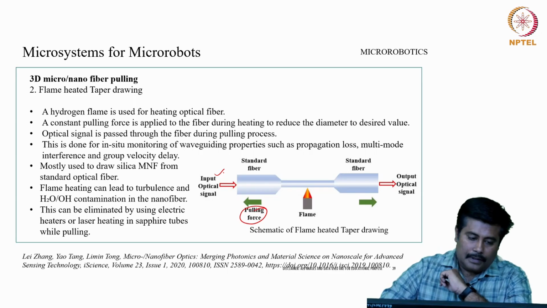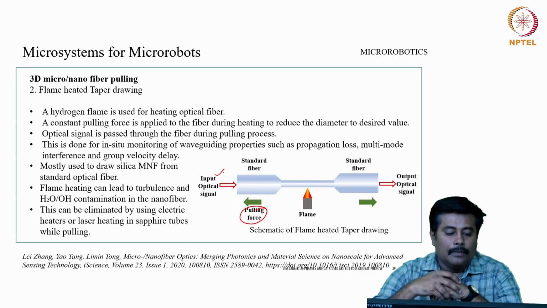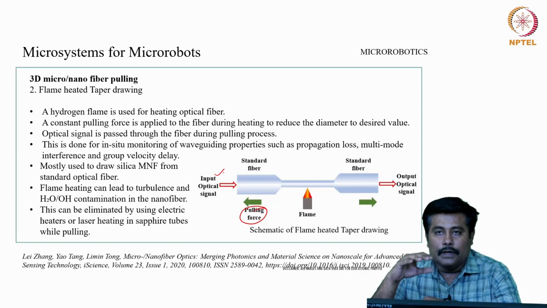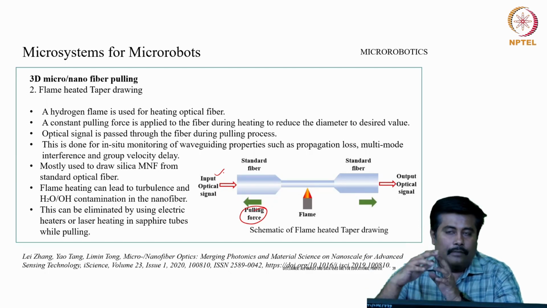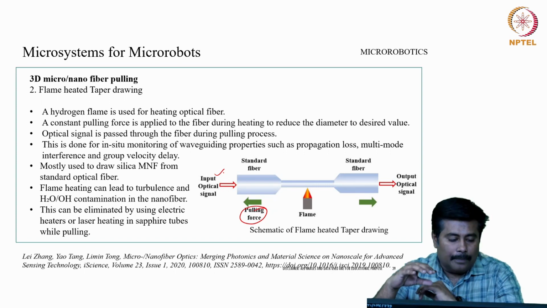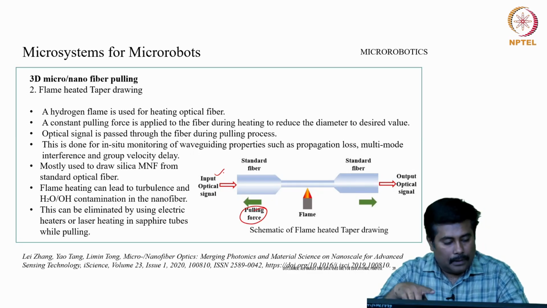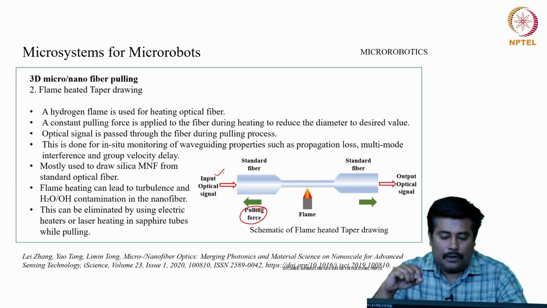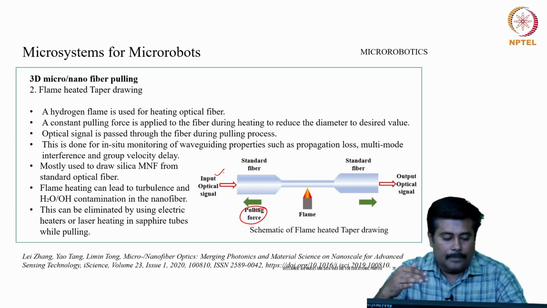Here, in this particular case, a hydrogen flame is used for heating the optical fiber. A constant pulling force is applied to the fiber during the heating to reduce the diameter to a desired value. The optical signal is passed through the fiber during the pulling process. This is ideally done for in situ monitoring of waveguiding properties such as propagation loss, multimode interference and group velocity delay.